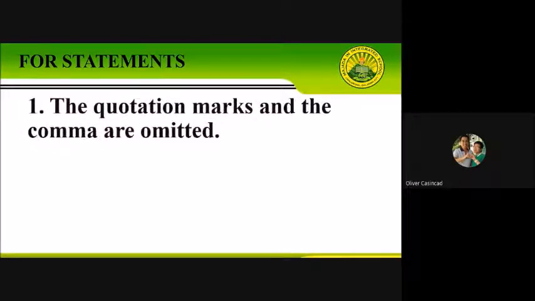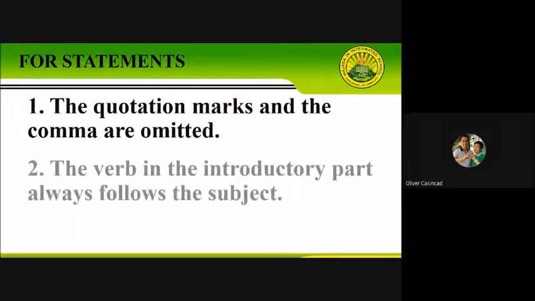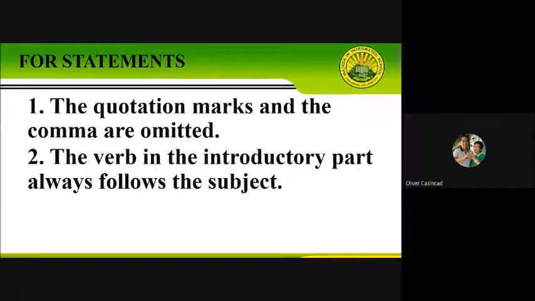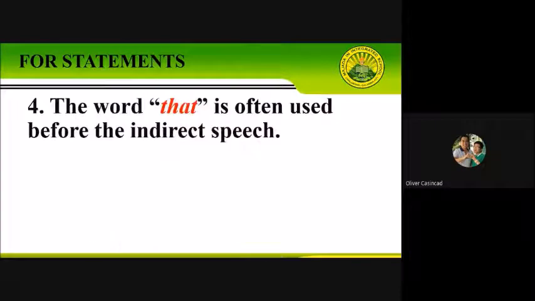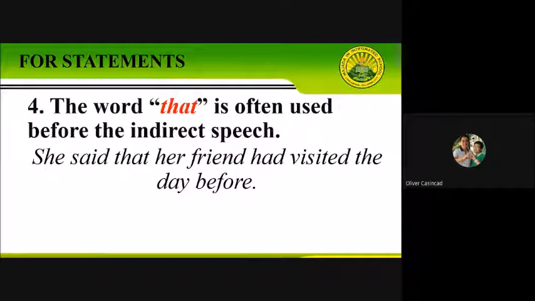And we also previously discussed rules in changing statements from direct speech to indirect speech. First, the quotation marks and comma are omitted. Second, the verb in the introductory part always follows the subject. And third rule, the verb in the introductory part retains its tense. Rule number 4, the word that is often used before the indirect speech. That is to replace the comma and the quotation mark separating your introductory part from your quoted part. So given the example, you have there the presence of the word that.